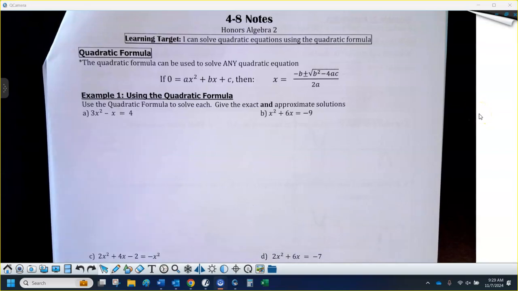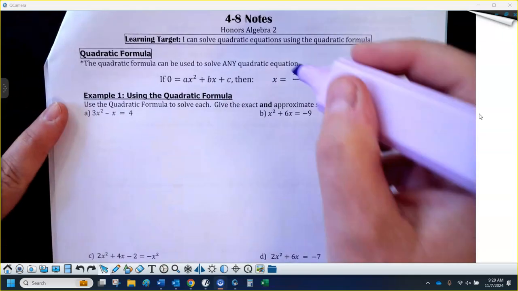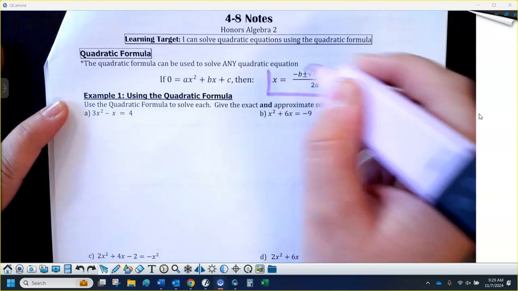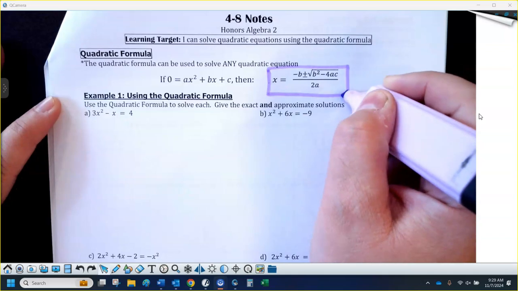This side of this is really just basic. We're going to use the quadratic formula. So I have the quadratic formula typed here for you guys at the top of the page.